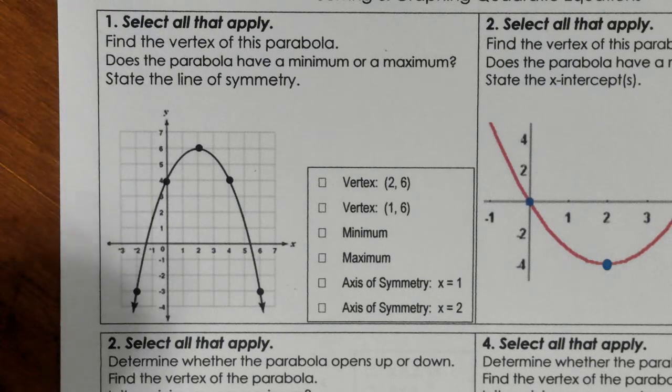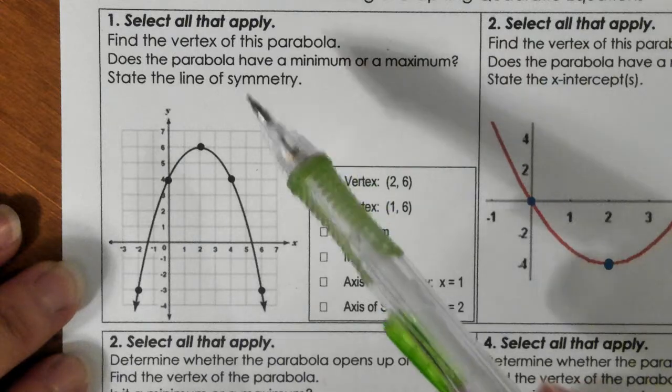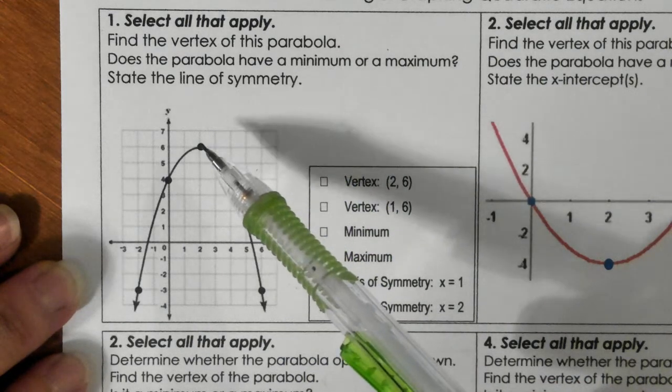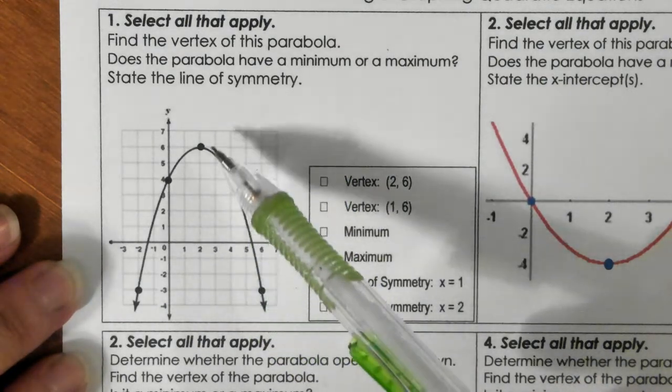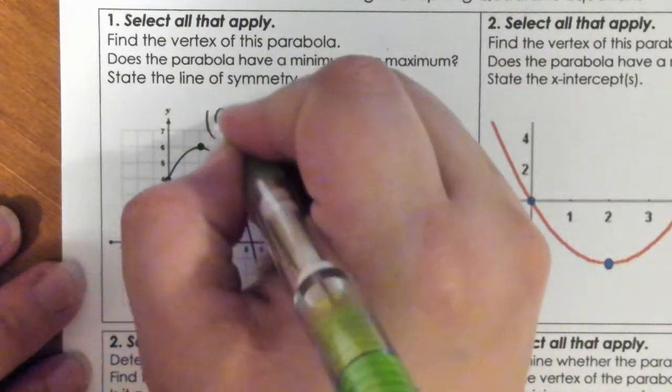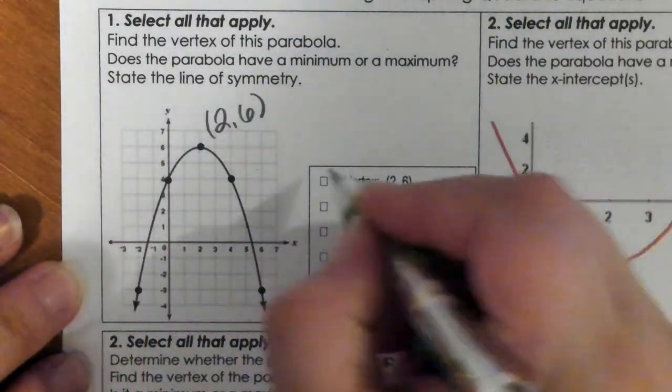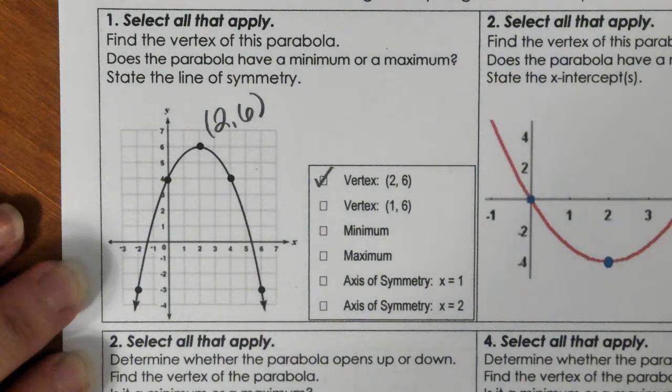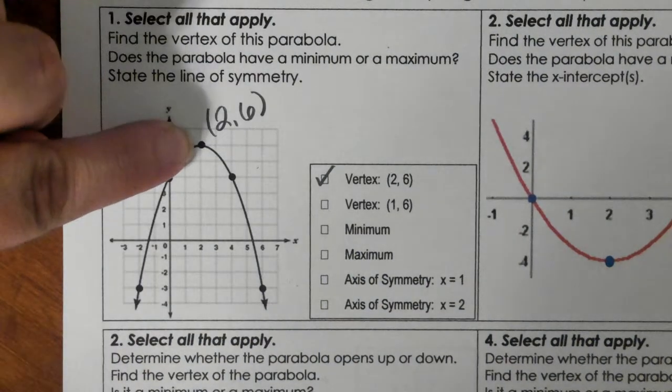Okay, so first, find the vertex of the parabola. The vertex is either going to be your high or your low point. So in this case, it's my high point, and that would be 2, 6. So that's my vertex, 2, 6. Since it's a high point, it's a max.